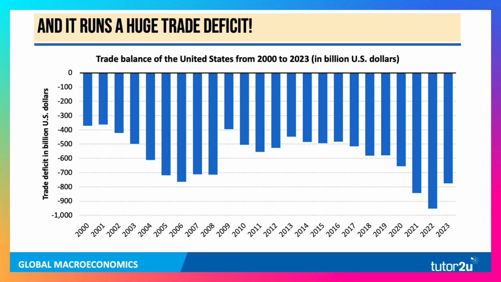And as we noted, the United States exports about 10% of GDP. It imports far more. This is the annual trade deficit for the US, and that trade balance in billions of dollars has been getting worse, nearly $950 billion in 2022.